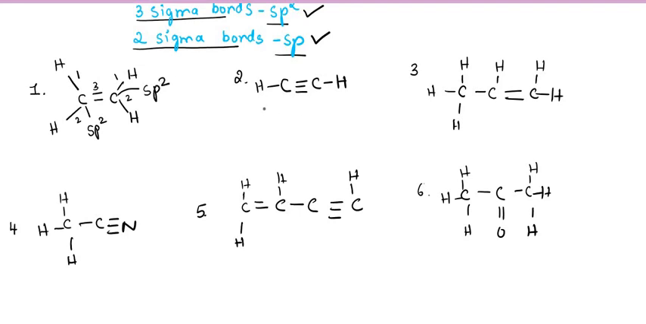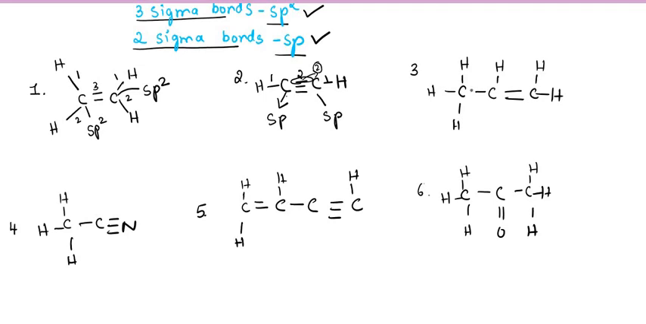The next question, also the same thing. We need to calculate the number of sigma bonds. For this carbon the number of sigma bonds is 1 and 2. Only this part, 1 and 2. So for this carbon here 1 and this 2. So the hybridization for the first carbon is sp and for the second is sp.